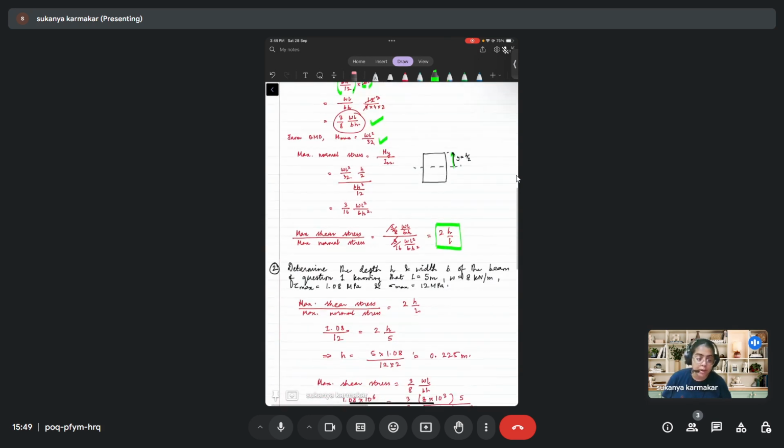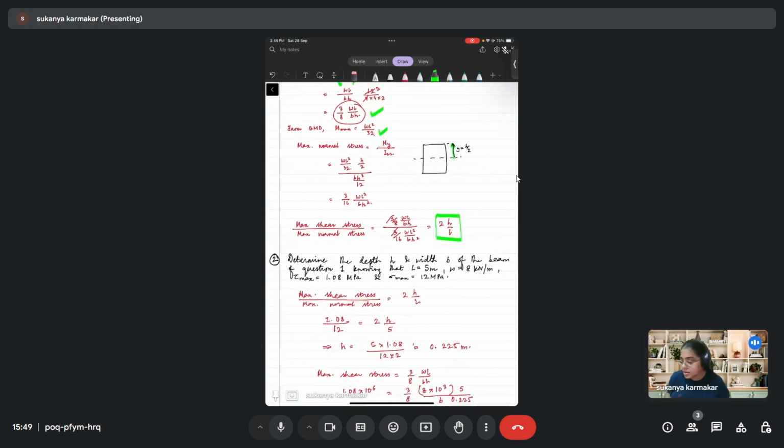Okay. A continuation of the first question. You have to determine the depth H and the width B of the beam of question one, knowing that, and the data has been supplied, that the length of the beam is 5 meter, the intensity of the loading is 8 kilonewton per meter, tau max is 1.08 MPa, and sigma max is 12 MPa.